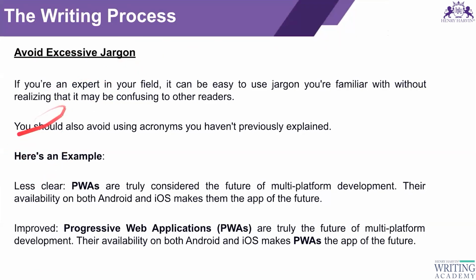Okay, so let's see: PWAs are truly considered the future of multi-platform development. Here, PWAs, progressive web applications, correct? So PWAs are truly the future of multi-platform development, and so on. The first time you use an abbreviation, you give the full form, and after that you can use the short form. It's not necessary every time you use PWAs to give the full form. You just need to do it the very first time you use it.